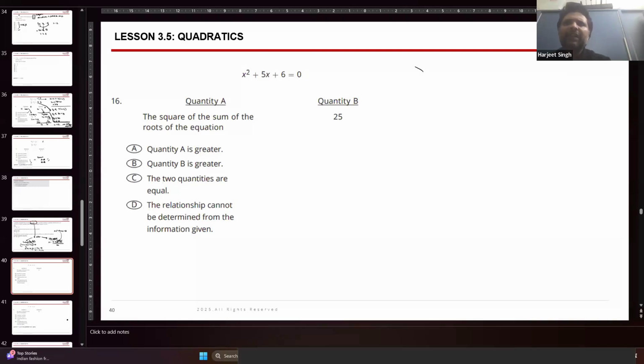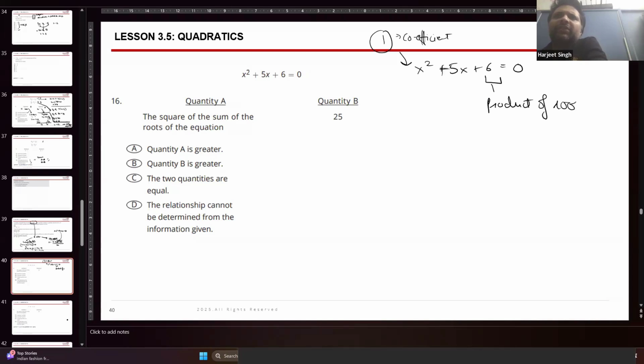Now, when I look at an equation, x squared plus 5x plus 6 equal to 0, first of all, I have to ensure that my coefficient of x square is 1. Ensure this coefficient. So if we had 2x square, I would have just divided the entire equation by 2. That's point number 1. Second is, this term, the constant term, gives us the product of the roots. And this, the coefficient of x, gives us the sum of the roots.